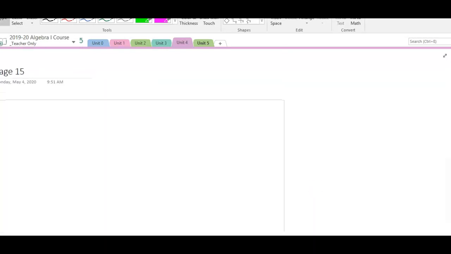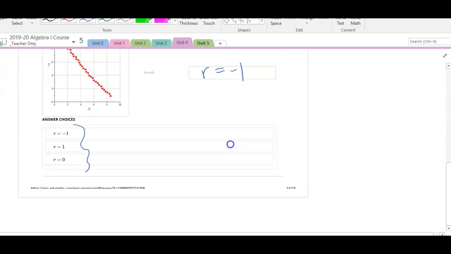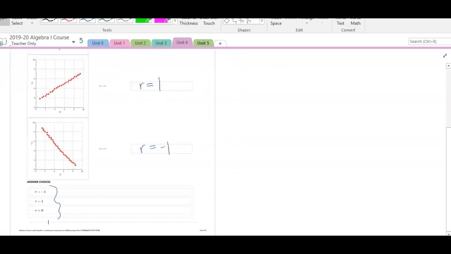And we've made it to the end. That is it for Unit 4 on statistics.